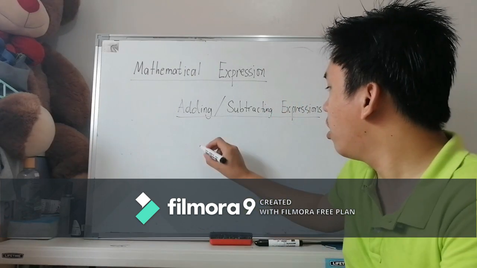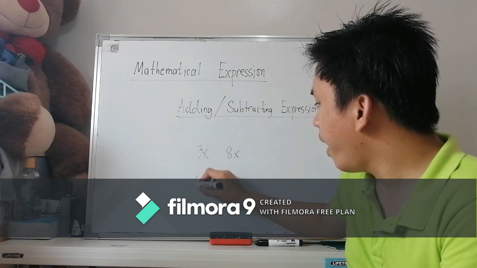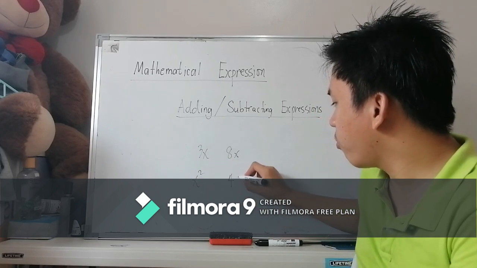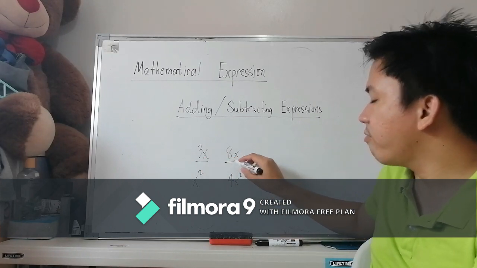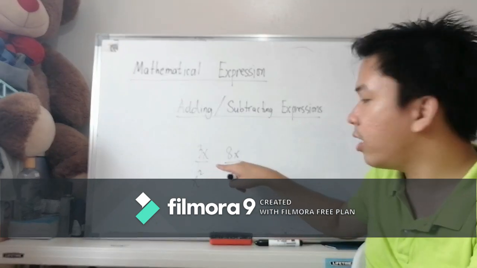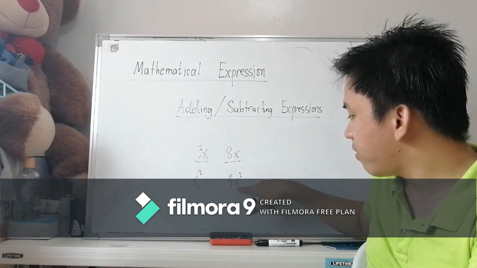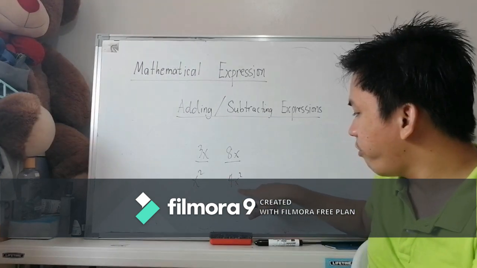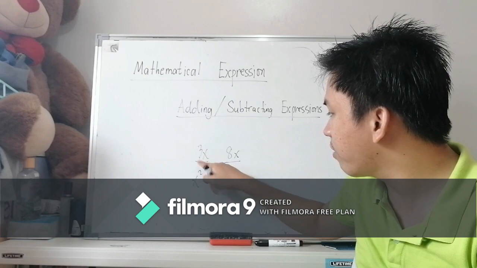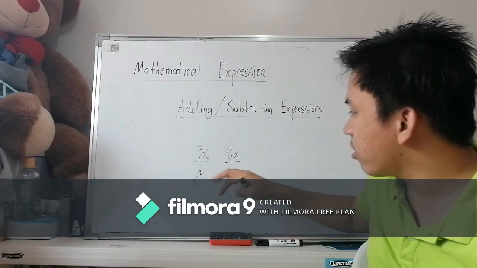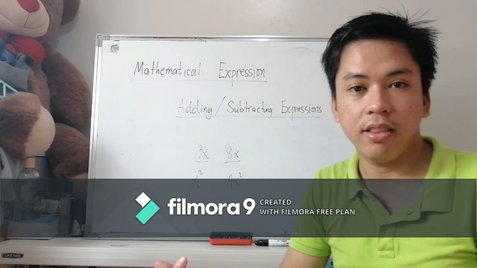For example, 3x and 8x, x squared, 4x squared. These have the same variable and the same exponent, so you can add these. Same with x squared and 4x squared, because they have the same variable and the same exponent, regardless of their coefficient. This is the coefficient, this is the coefficient. Regardless of the coefficient, you can add them because they have the same variable and the same exponent.